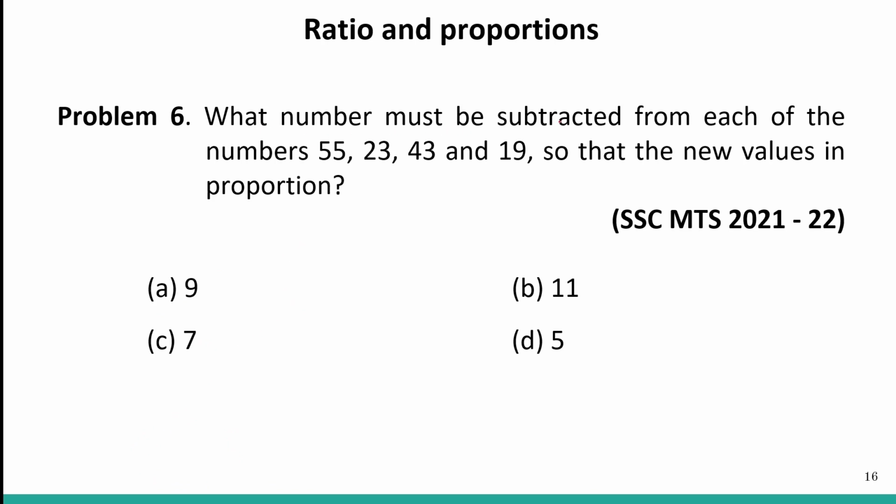What number must be subtracted from each of the numbers 55, 23, 43, 19 so that the new values are in proportion? Okay. So what number must be subtracted from each of the numbers 55, 23, 43 and 19 so that the new values are in proportion? Is it 9, 7, 11 or 5? So SSC MTS 2021-22 previous year question. Okay.